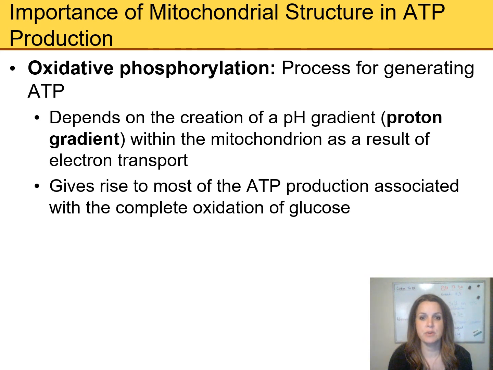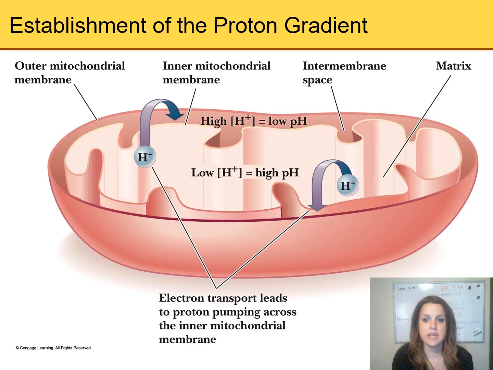And this gives rise to most of the ATP in the cell that's associated with oxidation of glucose. So in glycolysis and the Krebs cycle, you really only end up with a few ATP molecules. But here we're going to generate tons of ATP through this process called oxidative phosphorylation. And like I said, this process of transporting electrons is the driving force behind creating this proton or pH gradient. And what you have is a difference in hydrogen ions between the matrix and the intermembrane space.